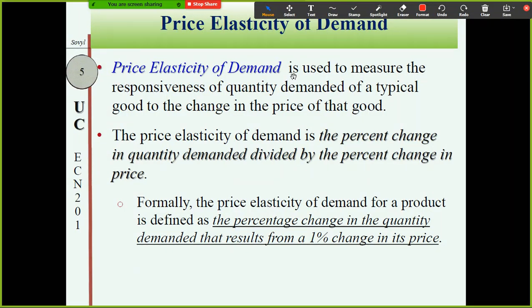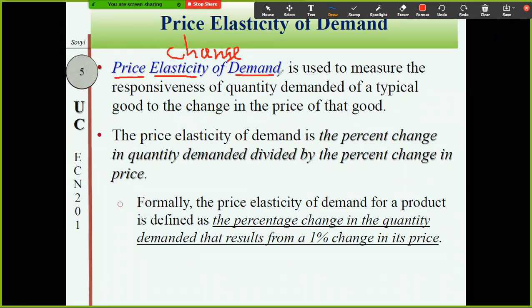Price elasticity of demand is used to measure, to understand, the responsiveness of quantity demanded of a typical good or a typical service to a change in the price of that good or that service. So in short, to easily remember what elasticity means: price change demand. Price elasticity of demand, price change demand.